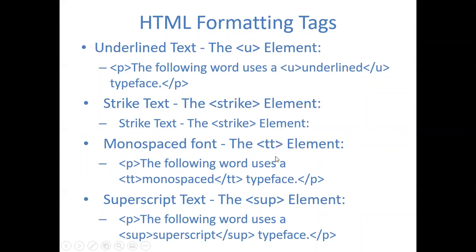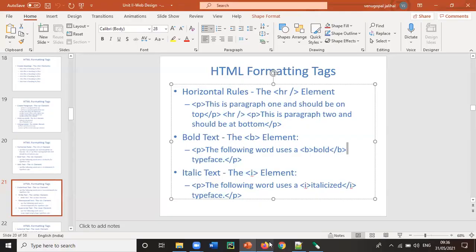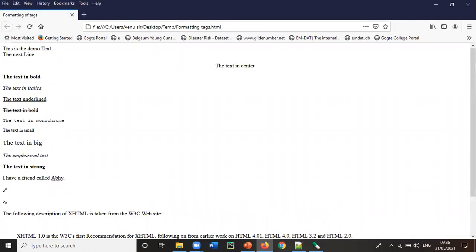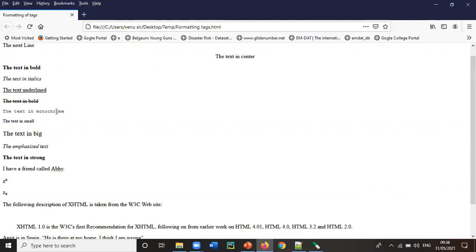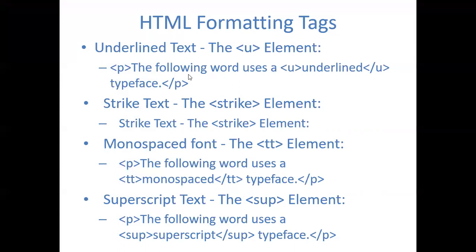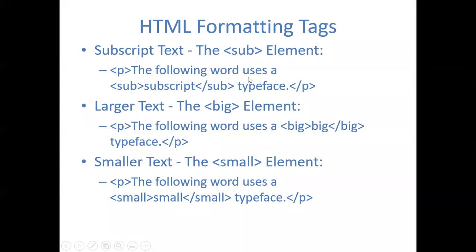Then the monospaced font. We have seen the monospaced font in the output. You can see here, this is the monospace font. Then subscript and superscript also we have seen: B square, then A subscript 2. So subscript and superscript using the SUP and SUB tags.